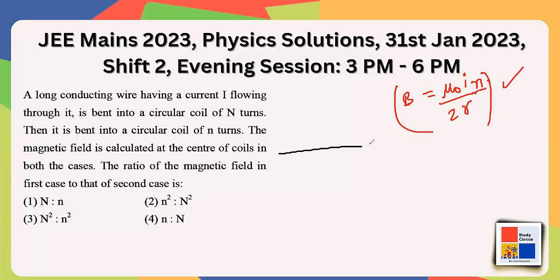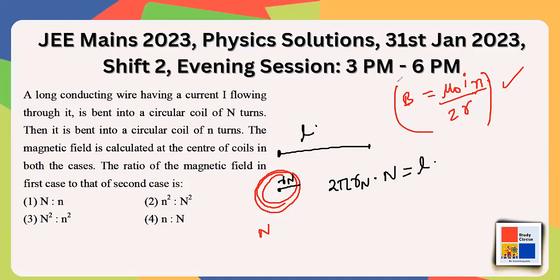The given wire is of some fixed length, let's say L, right? In this case, we turn it into a circular coil of capital N turns, then what is the radius going to be? Let's say R_N is the radius. So I can write 2 pi R_N, that is the circumference of one coil, times capital N should be L, right?